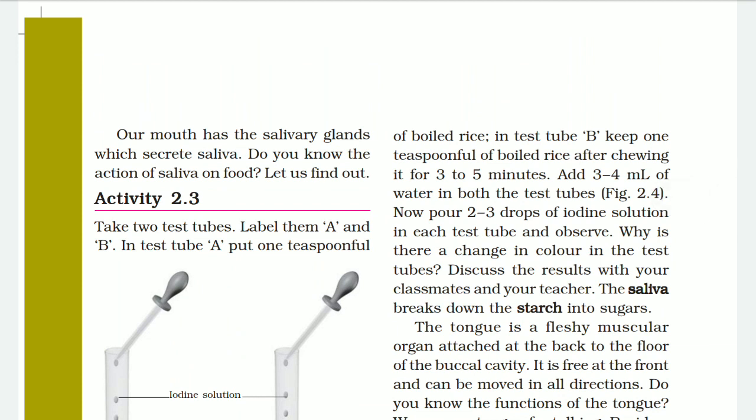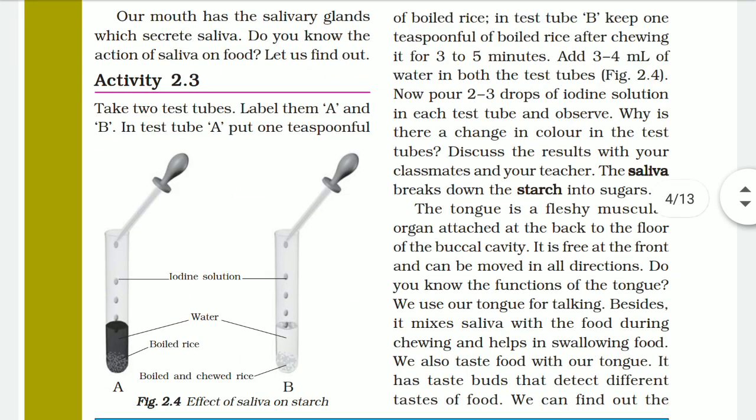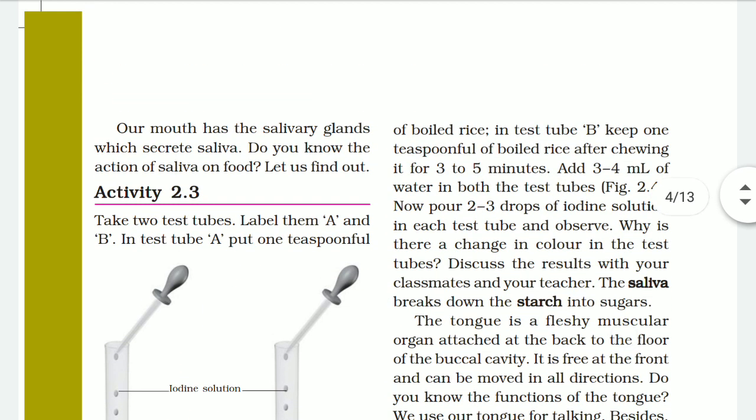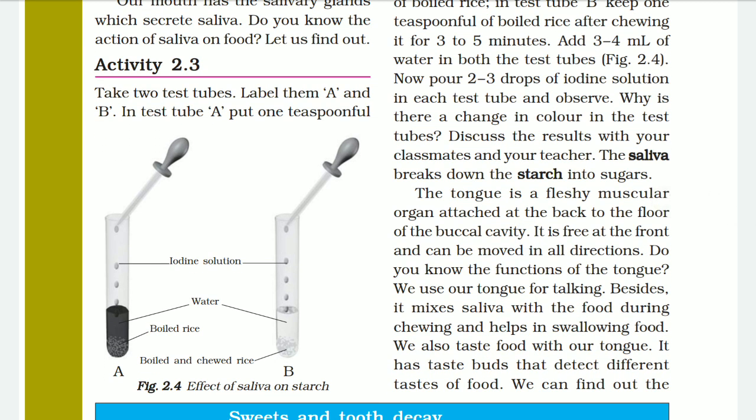Let us find out about the boiled rice. There are two test tubes over here, A and B. Now in both A and B test tubes, keep a teaspoon of boiled rice after chewing for 3 and 5 minutes, and add 3 to 4 ml of water in both the test tubes. Now pour 2-3 drops of iodine solution in each test tube and observe. There is a change in the color because our saliva acts on the starch in it, which helps it to break down into sugar.